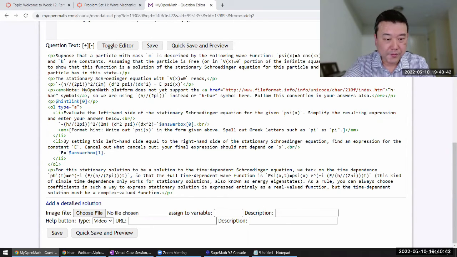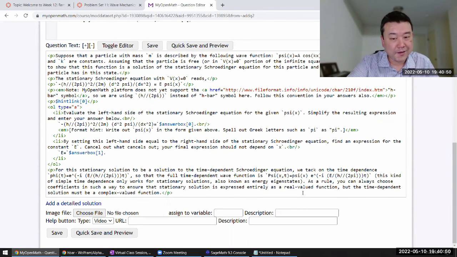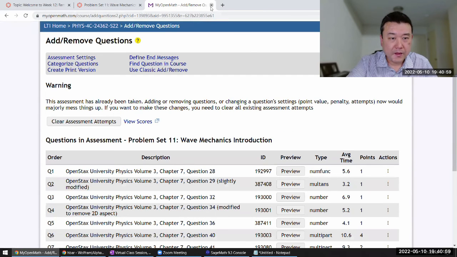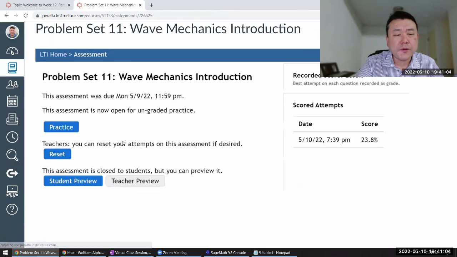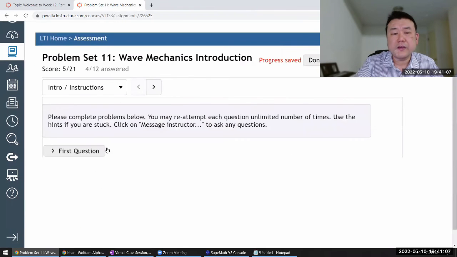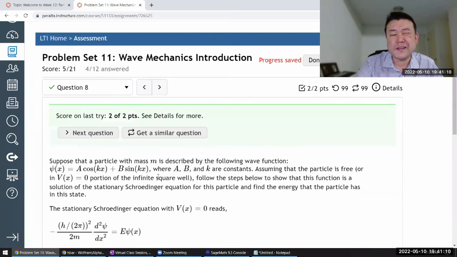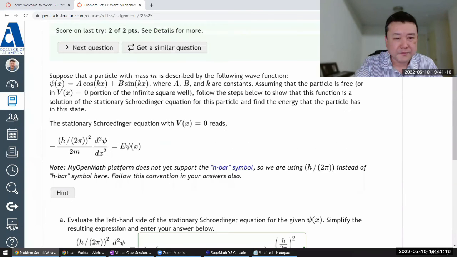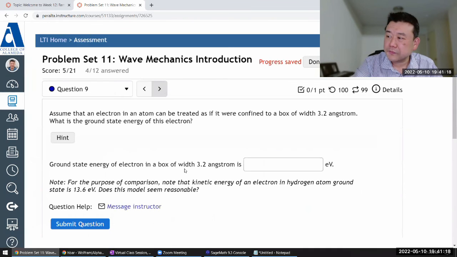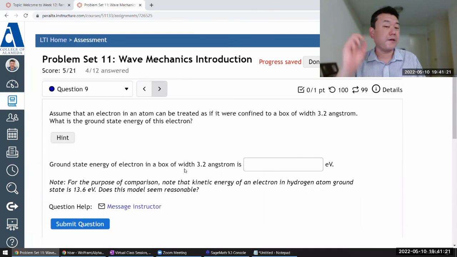And then, as a rule, you can always choose coefficients in such a way to ensure that the stationary solution is expressed entirely as a real valued function, but the time dependent solution must be complex. I thought there was another question that made a point of the complex exponential being required, even when you are not tacking on the time dependence. Let me look at the next question because that might be it. Question 9, no, it's not. I don't know. I'll just move on.